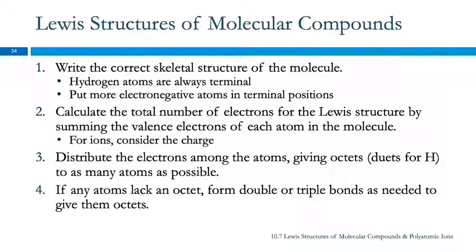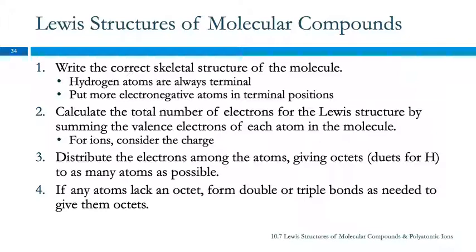And so for right now, the guideline is the hydrogen atoms are always terminal, and we generally put more electronegative atoms in terminal positions. So what's a terminal position? Terminal means end, right? So these go on the end, these are on the outside. Hydrogen has one electron, it can only form one bond. So it can't be in the middle making bonds with several different atoms. It has to be on the edge, okay?